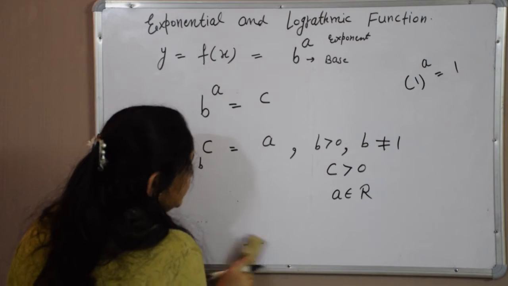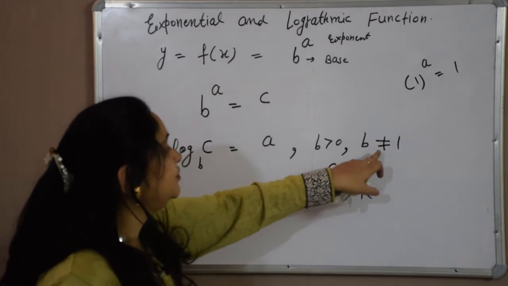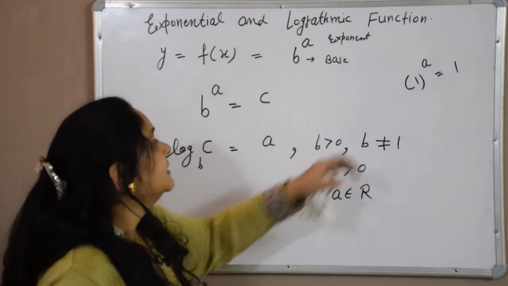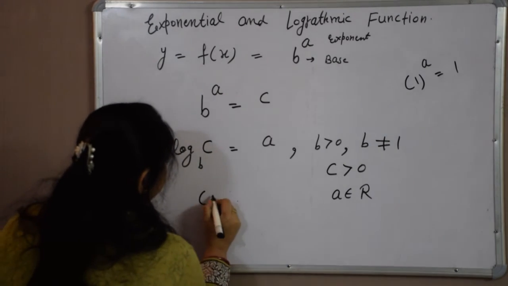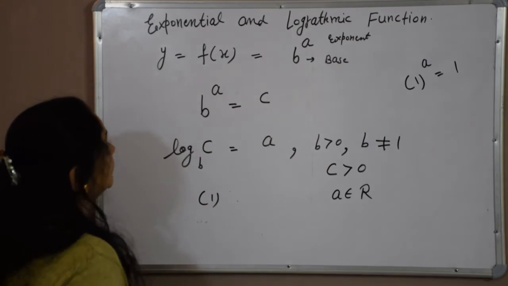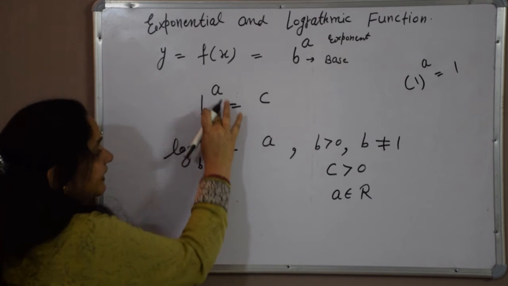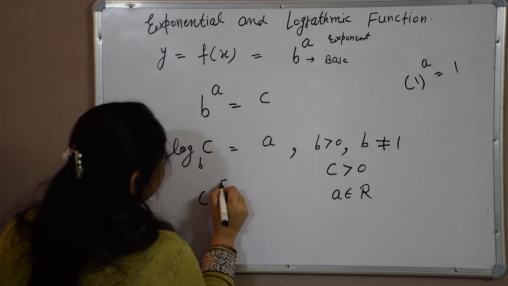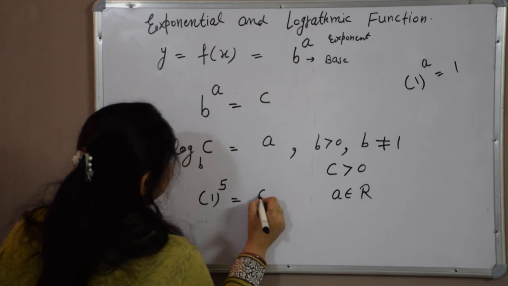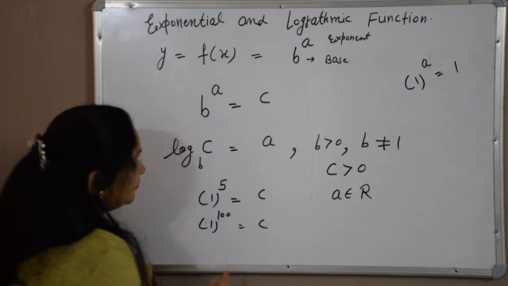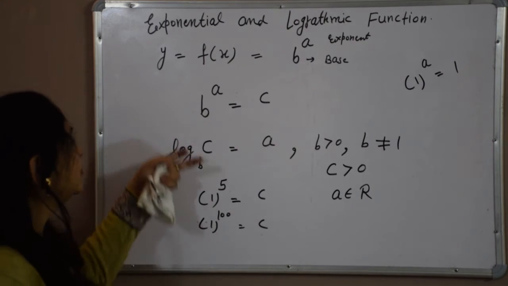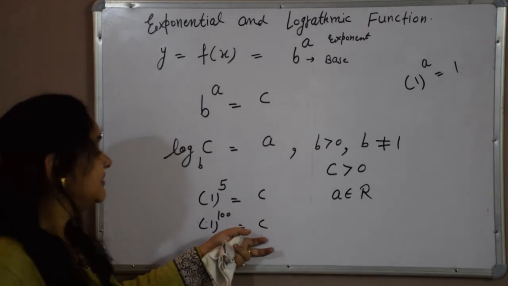Now the second condition is that b should not be equal to 1. Suppose I am taking b as 1. So 1 raised to power a, where a belongs to R. 1 raised to power 5 is equal to c, 1 raised to power 100 is equal to c. So whatever power I am taking of 1, it always gives us 1.